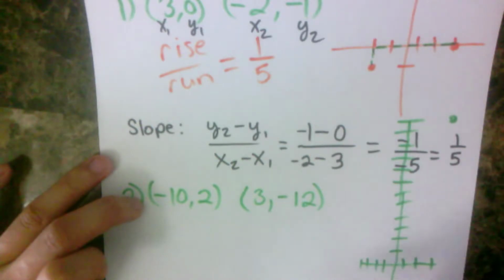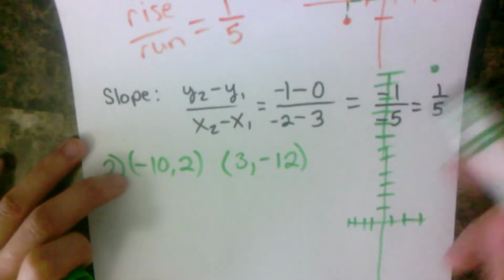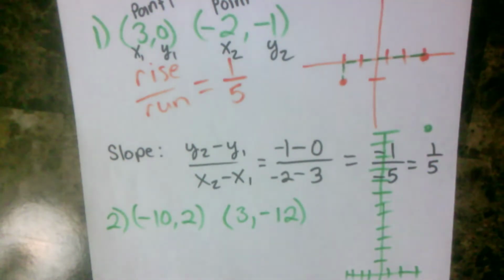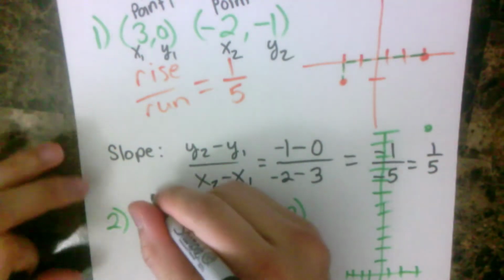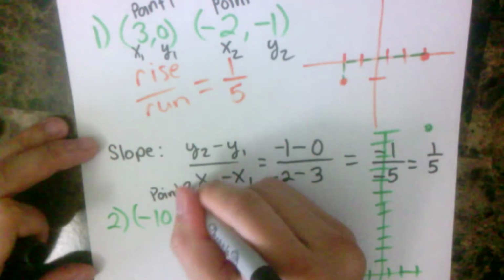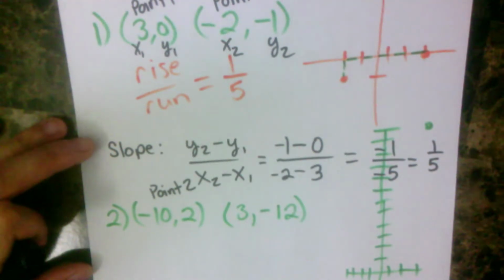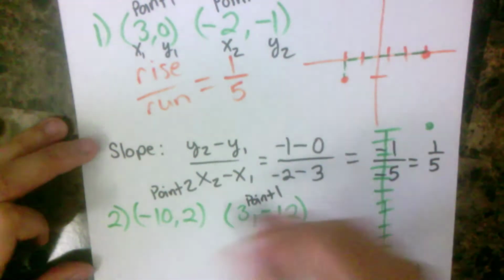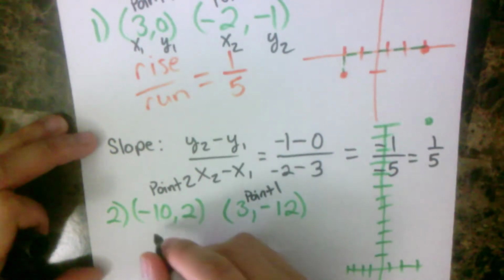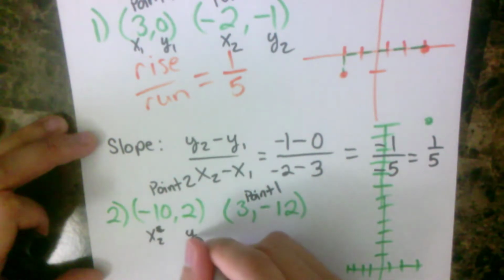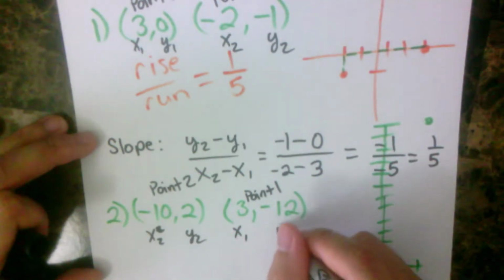So this would be way too big a graph, and it just uses too much space. It gets messy, and it's hard to count. So in this case, what I would rather do is just name my points. Let's name this, again, point 1. Actually, we'll name this point 2 just to show you that it doesn't matter, and this one point 1. It does not matter what order. So if I name this point 2, let's call this x2, y2, and then x1, y1.